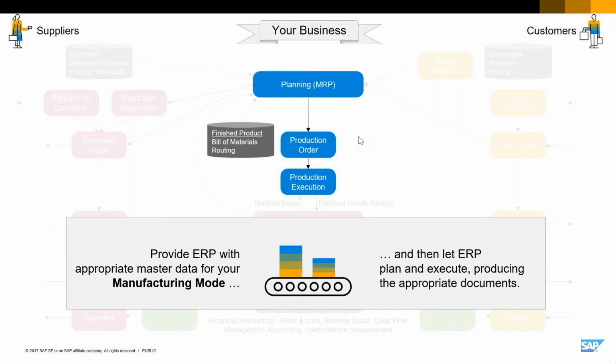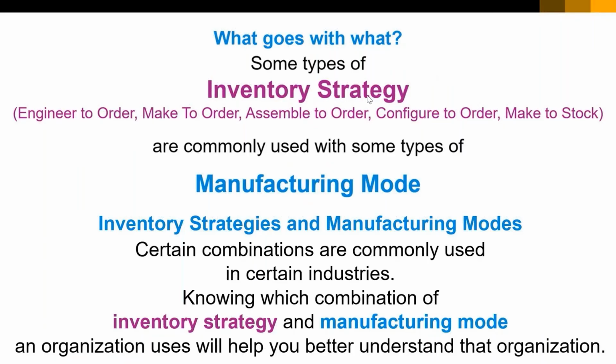Okay, so here what goes with what? Some types of inventory strategy: engineer to order, make to order, assemble to order, configure to order, and make to stock are commonly used with some types of manufacturing modes. Inventory strategies and manufacturing modes, certain combinations are commonly used in industries. Knowing which combination of inventory strategy and manufacturing mode an organization uses will help you better understand that organization.